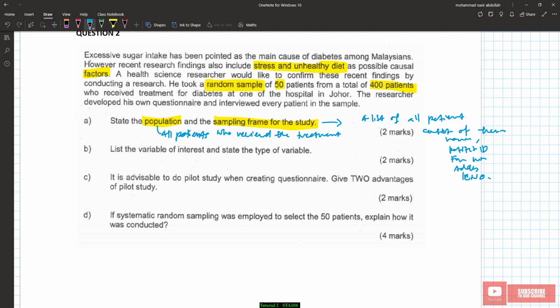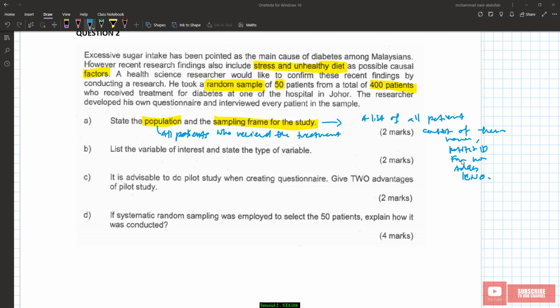Yang tu kena bagi semua or just letak berapa je? Letak sum lah, tak perlu nak letak semua. Yang mana kita boleh fikir letak lah. Yang most important, name, patient ID, phone number, yang the most important part lah.